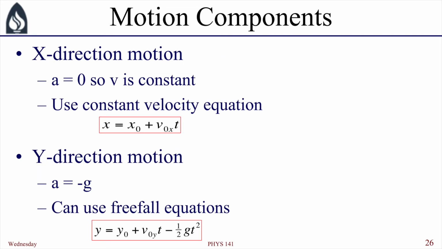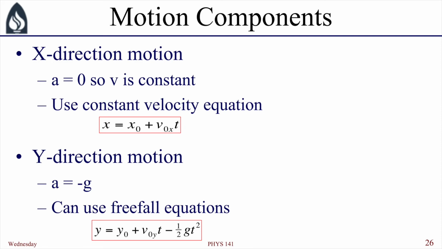As we mentioned before, there is no acceleration in the x direction. Once a parabolic motion object is launched, once it leaves the launcher or leaves the thrower's hand, there is no force in the x direction. There is no acceleration in the x direction, so the velocity in the x direction is constant. The initial velocity in the x direction is the same as the velocity in the x direction at later times. So we can use a constant velocity equation.